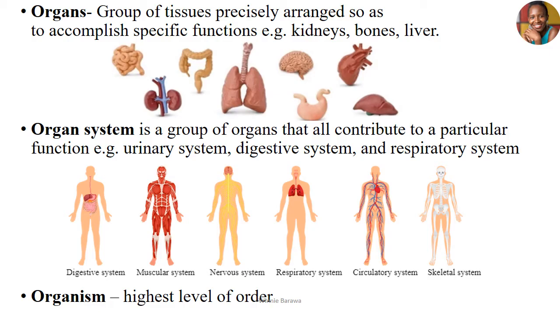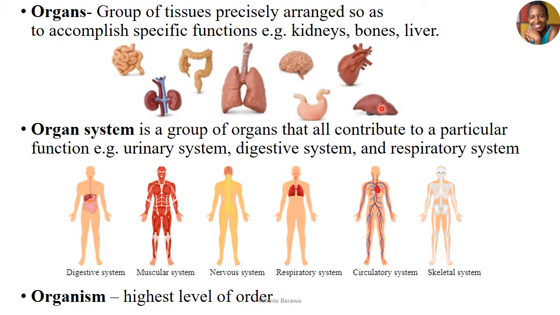When tissues come together, they give us an organ. So an organ, by definition, is a group of tissues which are specialized to accomplish specific functions. So our body has different organs. This could include the kidneys, the liver, the bones, and so on. So here are illustrations. For example, we have the small intestines, the large intestines, the kidneys, the lungs, the brain, this is the stomach, the heart, and here's our liver.